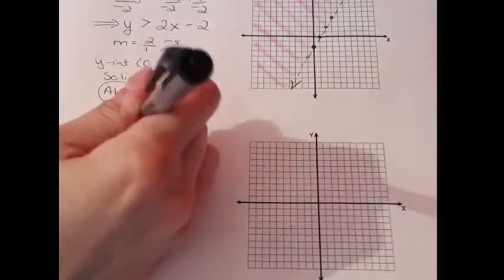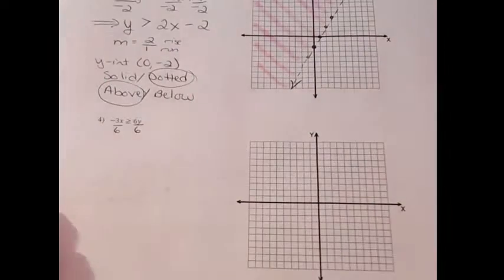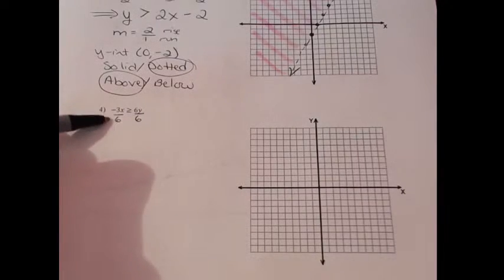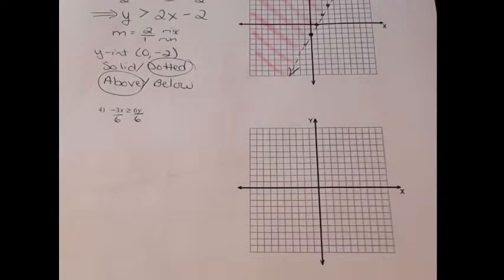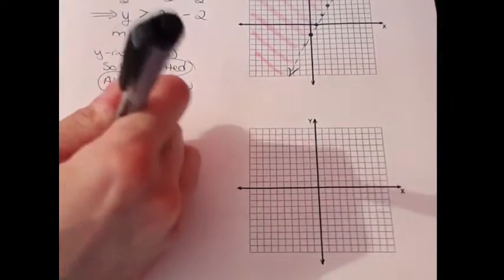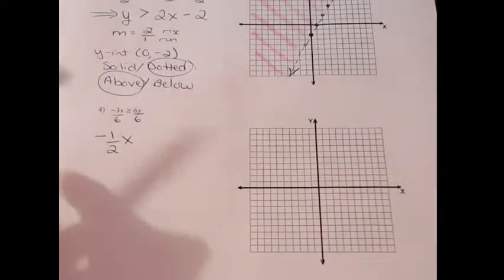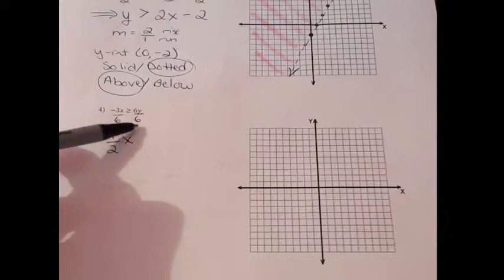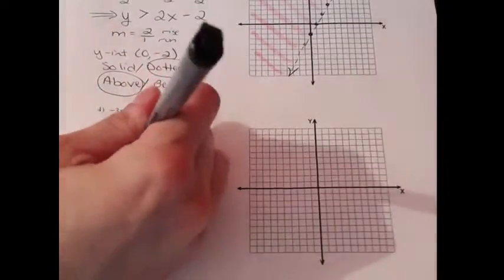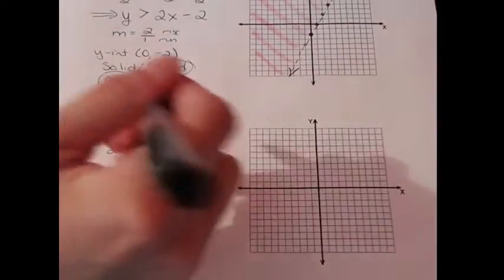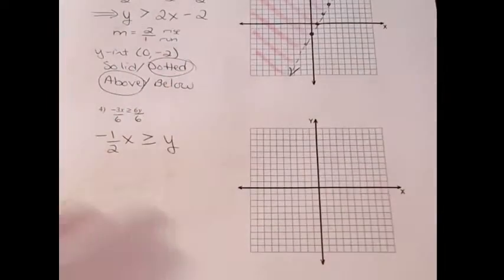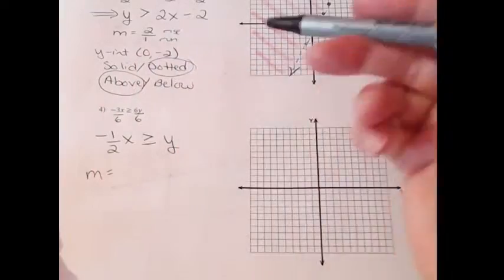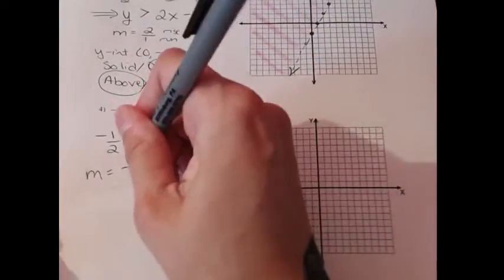And we're going to start this way. So if I divide both sides by 6, that leaves me with negative 3 over 6, which reduces to negative 1 over 2x. I do not have to flip the direction of the inequality symbol because I divided by a positive 6. So this stays, and then 6y over 6 is simply y. So let's go through the motions of figuring out what my slope is, which is negative 1 over 2.